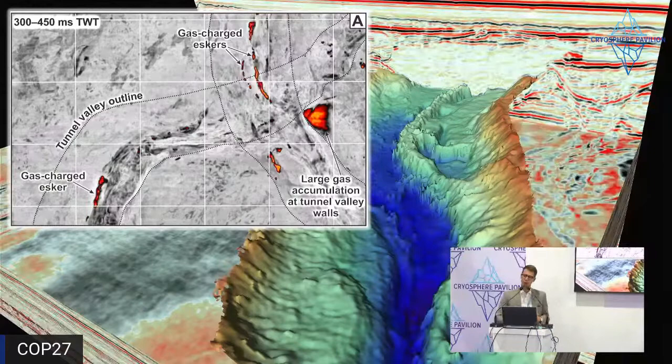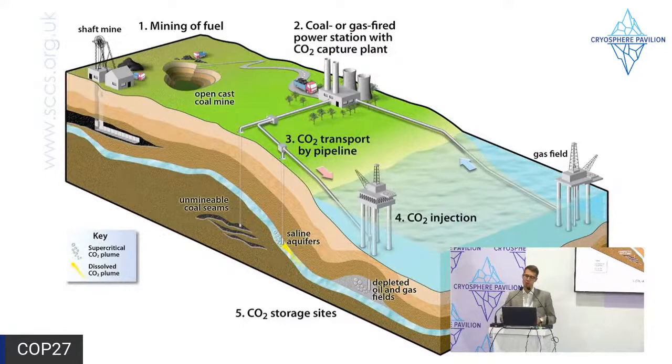The first of these is that if you want to install renewable infrastructure close to the seabed of formerly ice-covered environments, you need to consider these valleys, particularly if they contain smaller landforms within them. This is because if you want to install your wind farms, they could potentially explode as you drill the footings into these gas-filled features.